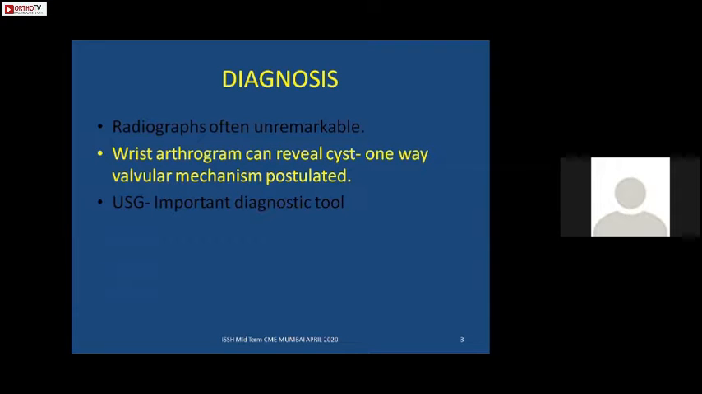Wrist arthrogram has been described to reveal the cyst, and this postulate of one-way valvular mechanism can be evident on the wrist arthrogram. But often overlooked and most important diagnostic tool is ultrasound. The importance being dynamic and it is cost effective, especially in volar wrist ganglion or flexor sheath ganglion and first extensor compartment ganglions. The ultrasound is of great help because of the critical adjacent structures to it.